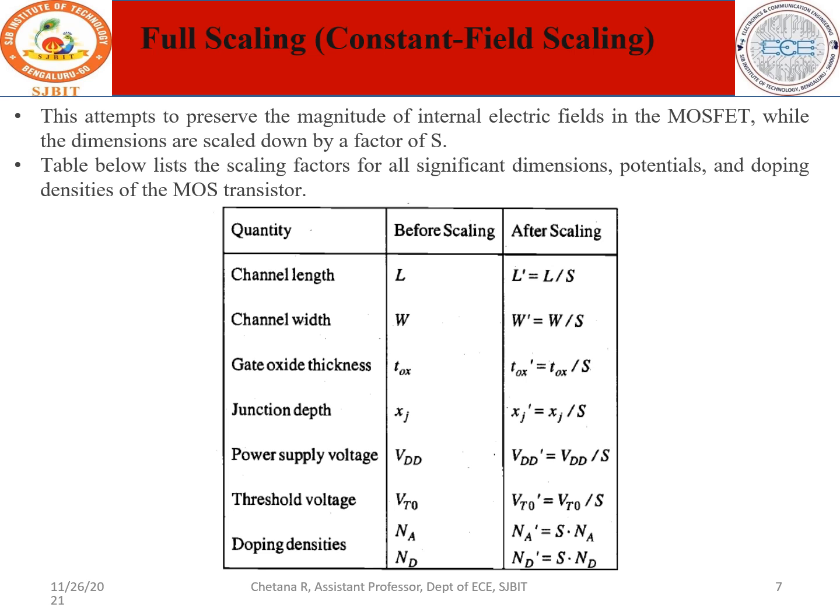So L is a dimension, W is a dimension, Tox is a dimension, height or junction depth is also a dimension which is divided by S. And power supply is also divided by S, threshold voltage is also divided by S. So all the dimensions are scaled down by a factor S. And the potentials and doping densities are multiplied. Just now what we had a discussion, it has been given here as a tabular column.